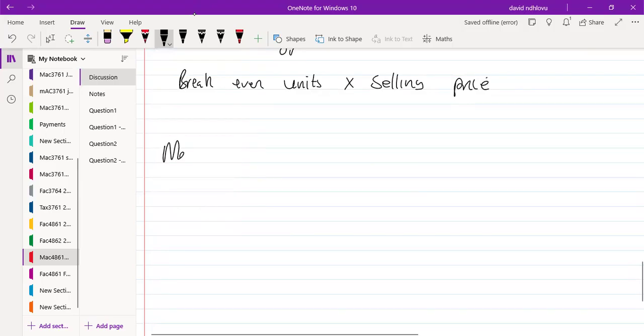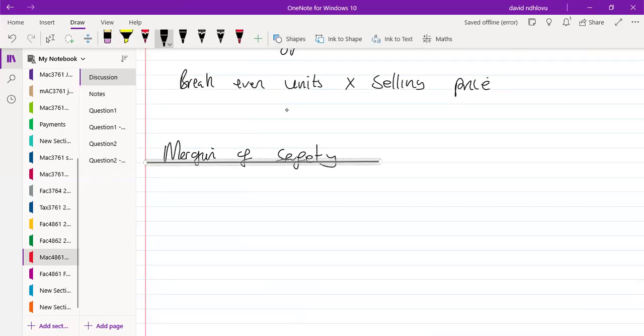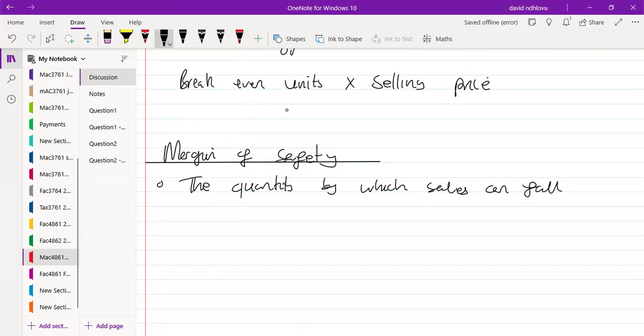We also have what is called the margin of safety. When we talk about the margin of safety, this captures the quantity, let me say quantity, not ratio, by which sales can fall from expected sales before break-even or before a loss can be incurred.